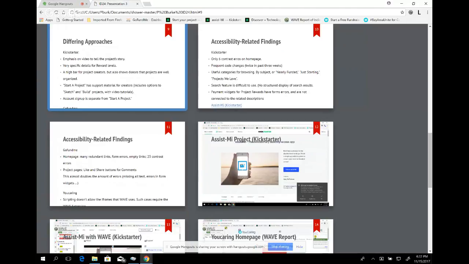Another thing we're tracking is the different ways they handle accounts. Do they just let you sign up, create your account, and that's that? Or do some of them do it differently? Kickstarter has it separate. So there's an account, and then there's a start project section.